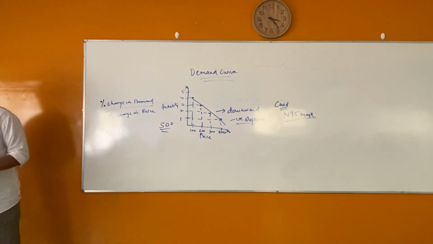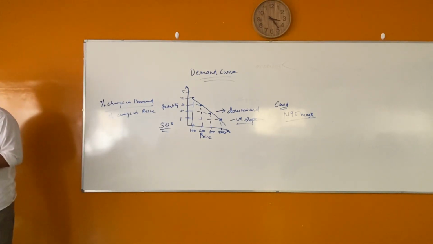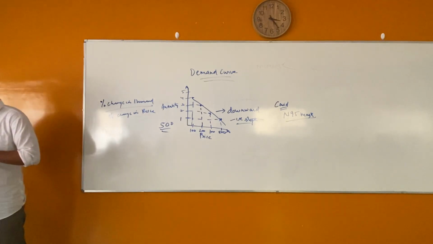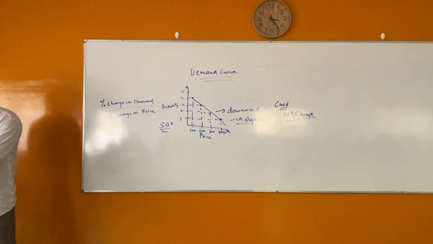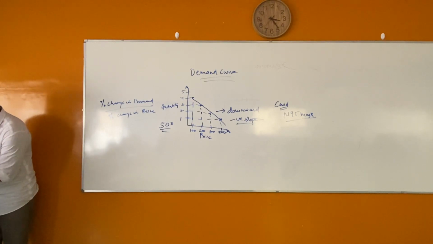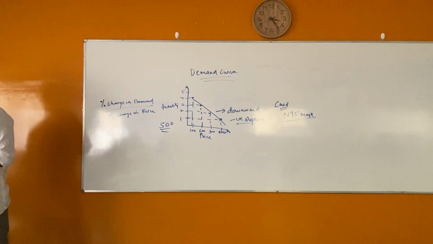So in this we have 3 types of demand that we are reading. First one is perfectly inelastic demand. Write it. When there is a change in price, but there is no change in the demand at all. It is inelastic. There's nothing.